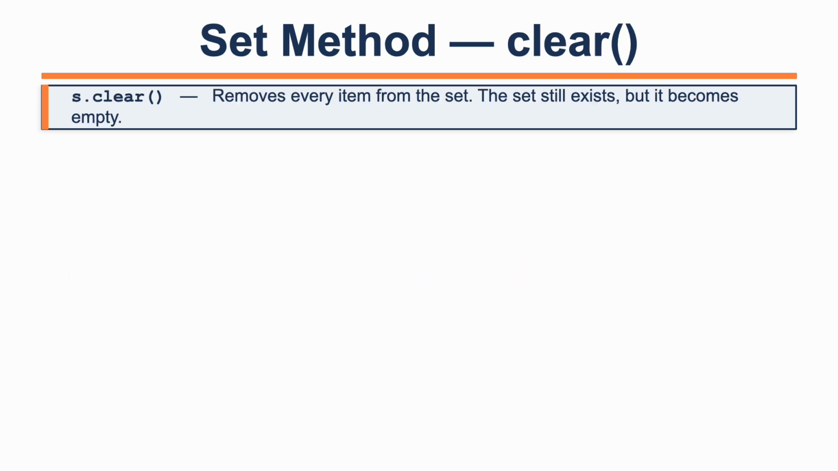The last method is the most drastic one. It is called clear. Unlike the other methods, it does not remove one item. It removes every single item at once. You call it with no arguments. Nothing goes inside the parentheses.